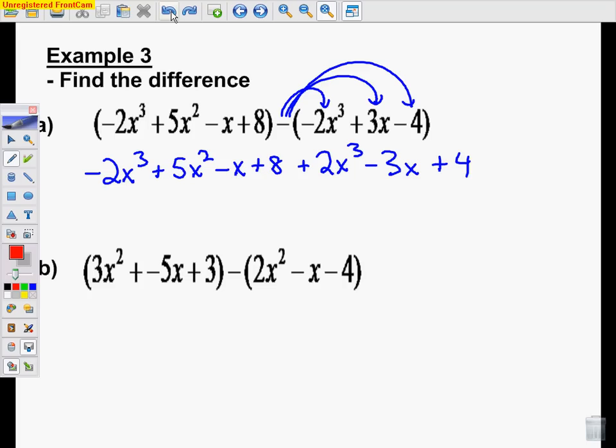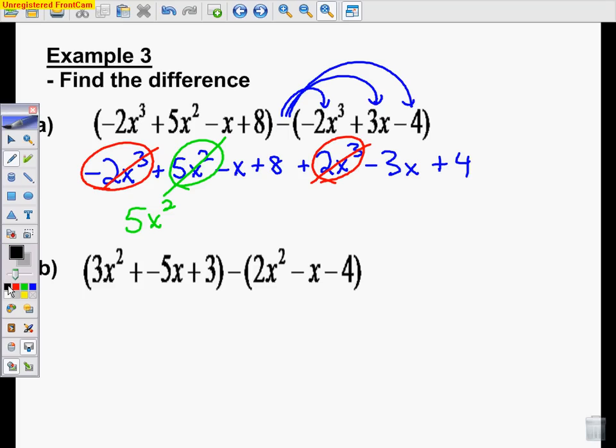So let's start with our highest exponent. Negative 2x to the third, and then positive 2x to the third. Well, those cancel out because that adds up to 0, so those are gone. Next, we have our positive 5x squared, and that's not like terms with anything else, so we're just going to write that down. That's gone.